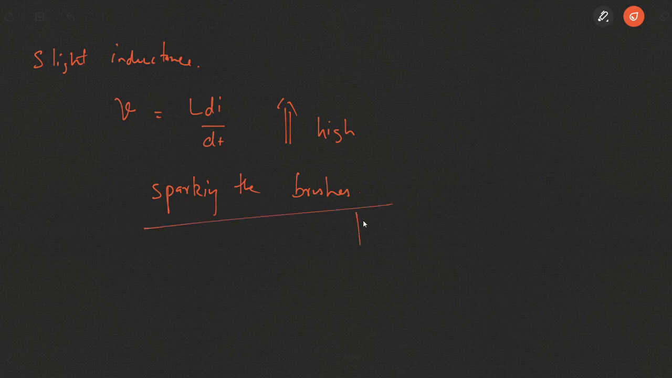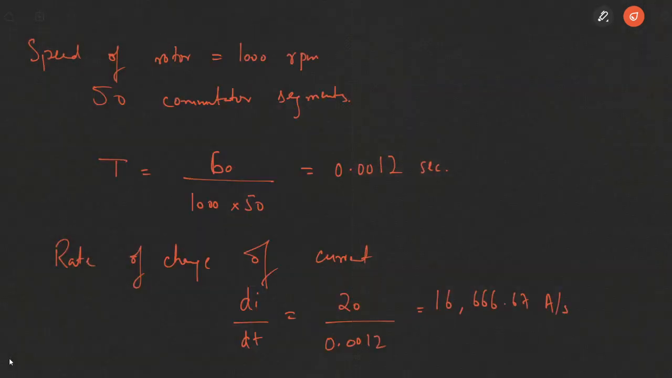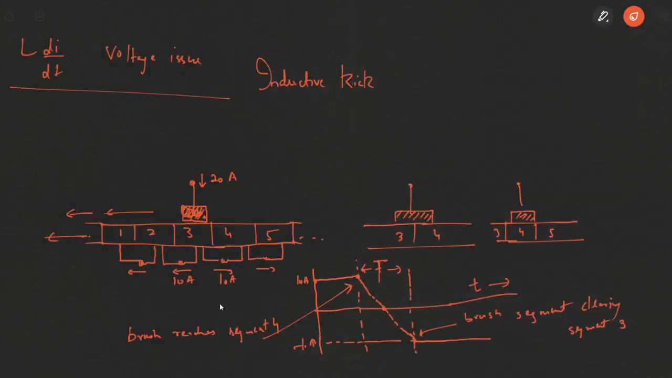This problem is also induced because of the shifting of the magnetic neutral plane. We have discussed this also, because once the magnetic neutral plane is shifted, voltage will also be introduced along the brush segment. So this production of voltage will cause sparking at the brushes. What will happen is that the reversal of current will no longer be linear. It will be something like this.